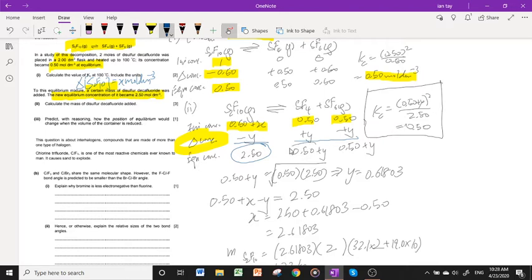So you can substitute these equilibrium values into the Kc expression, thus getting this equality: (0.50 plus y) squared divided by 2.50 equals 0.50. So we can just rearrange this equality to get us this expression to find y to be 0.61803.